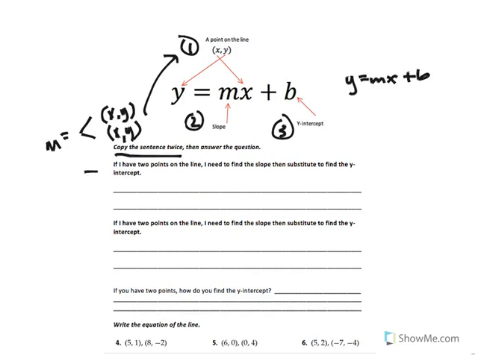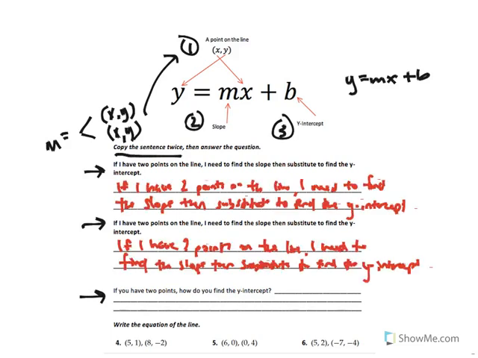So first, I need you to copy the sentence here, and then we'll answer this question down here. Go. So the sentence would say, if I have 2 points on the line, so I have 2 of the number 1s, I need to use the 2 points to find the slope, then I substitute to find the third piece, the y-intercept. So if I have 2 points on the line, I need to find the slope and then substitute to find the y-intercept.